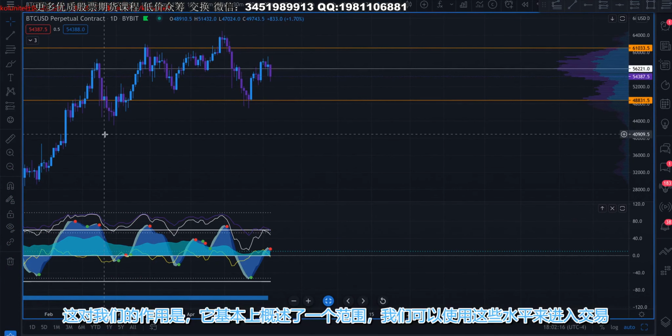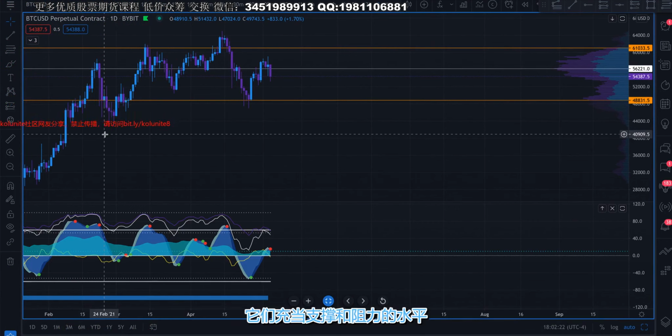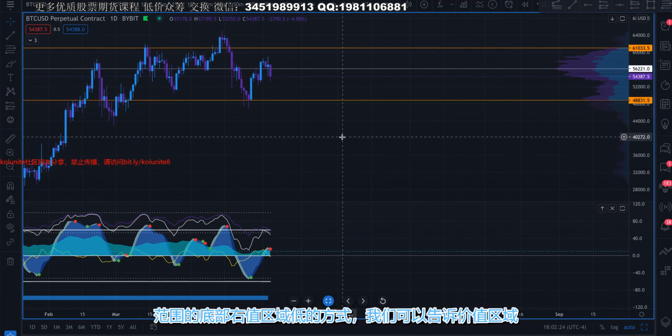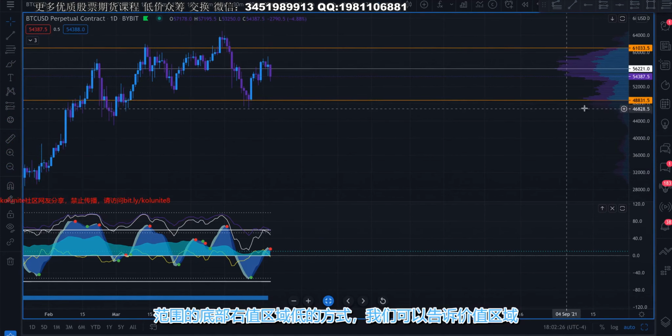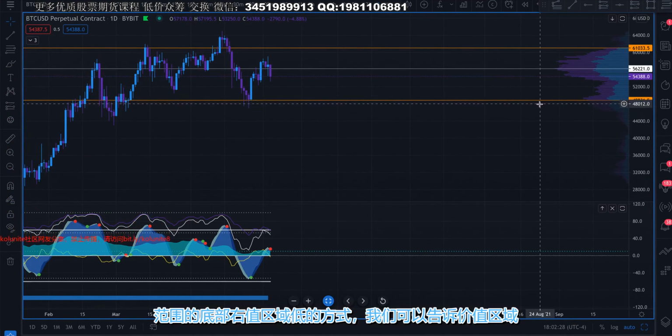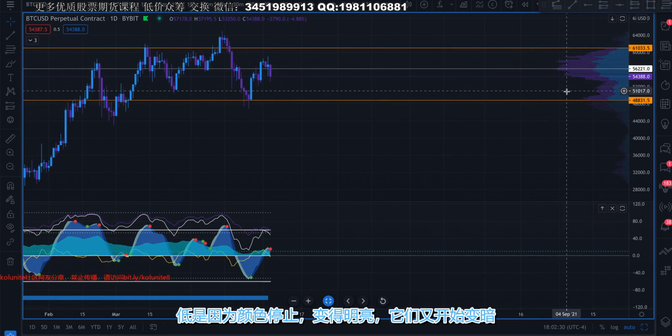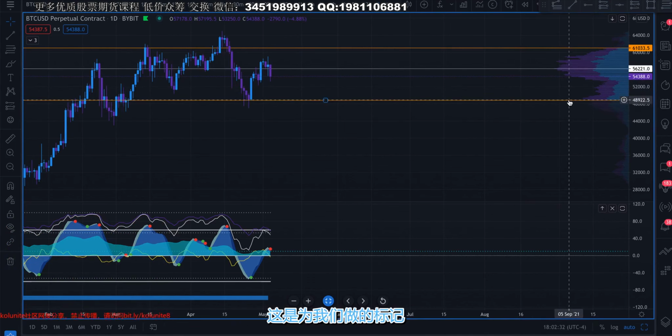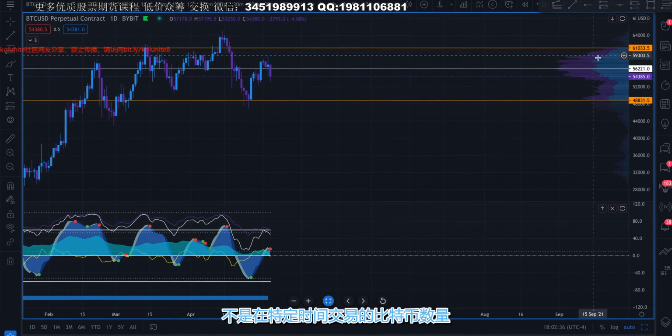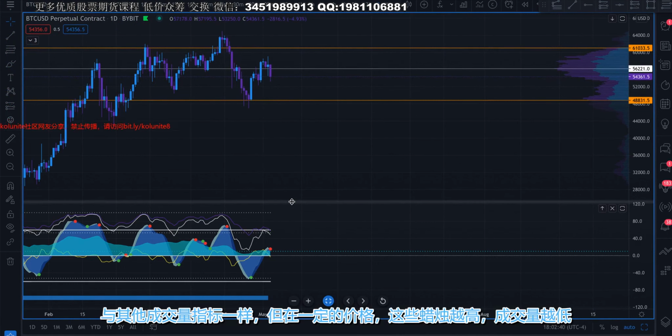What this does for us is it basically outlines a range, and we can use these levels to enter trades. They act as levels of support and resistance. The way we can tell the value area low is because the colors stop becoming bright and they start becoming dark again. This is marking out for us a range based on volume, the amount of Bitcoin that was traded not at a certain time, like with the other volume indicator, but at a certain price.